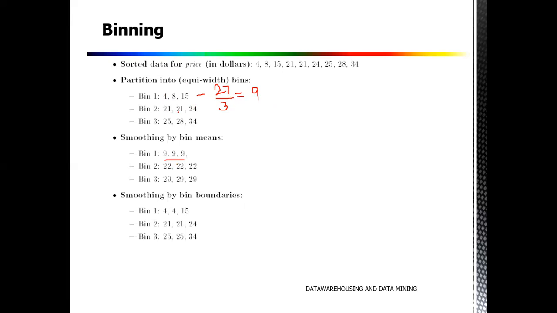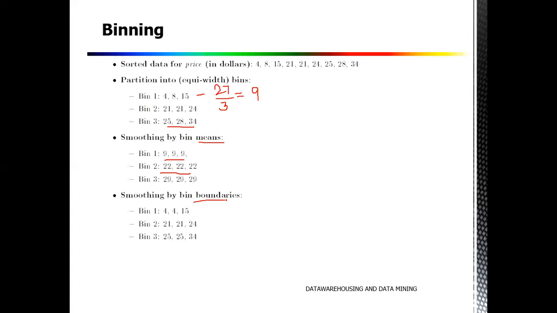Then take the mean of 21, 21, 24: 21 plus 21 plus 24 divided by 3. That will give you the mean value of bin 2, which is 22. So replace all values by the mean of bin 2. In the same way for bin 3. In the same way you can perform it for the median. Take the median and then replace all the values by the median.